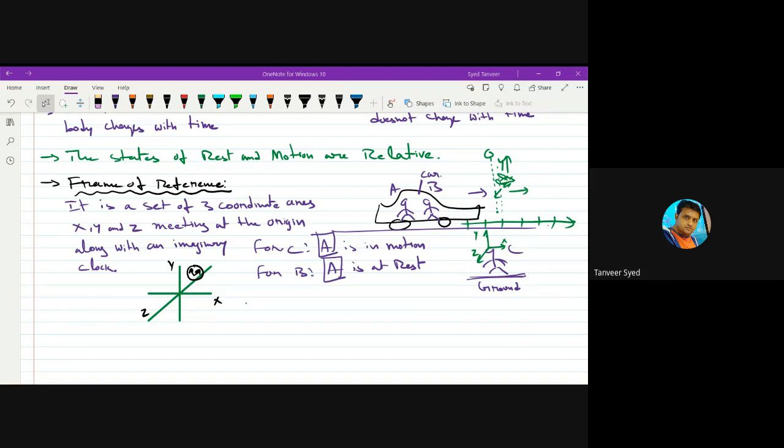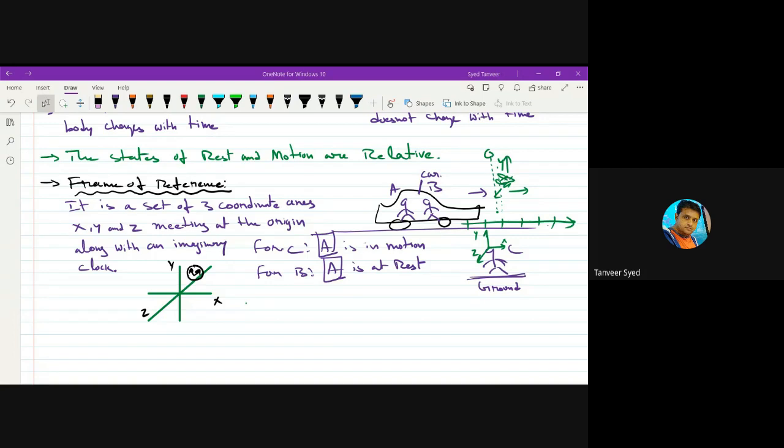Ritvik and Linisha. Sir, in the car example, from the point of view of C, the car is moving along the x-axis, no, sir? Yes.